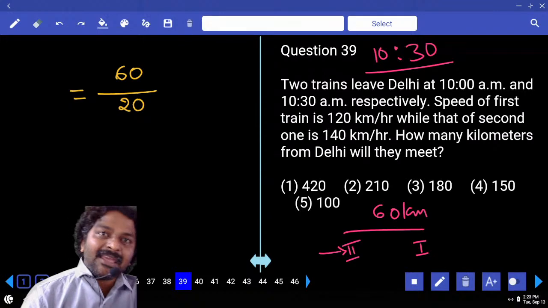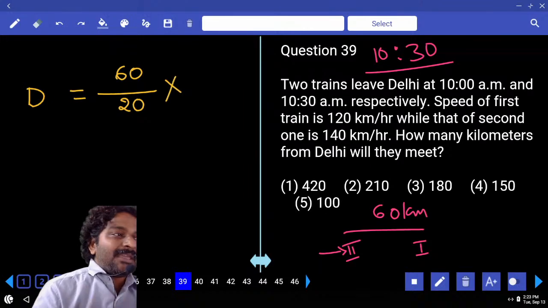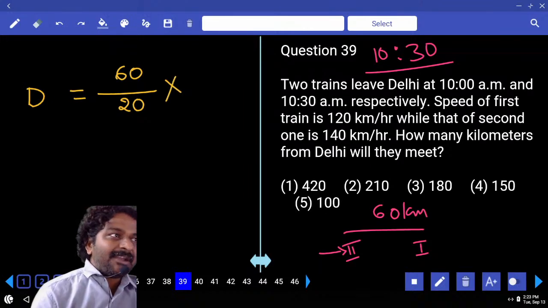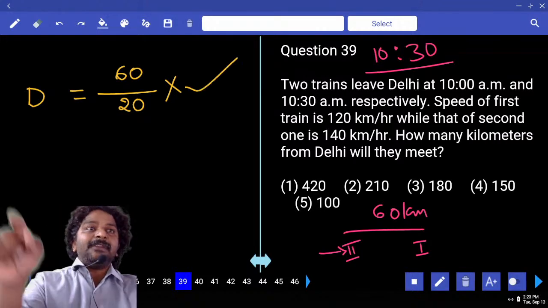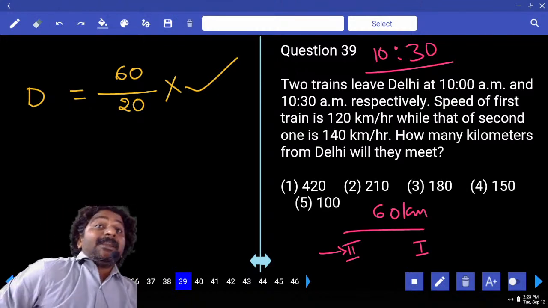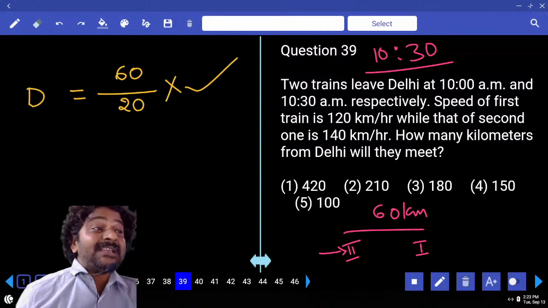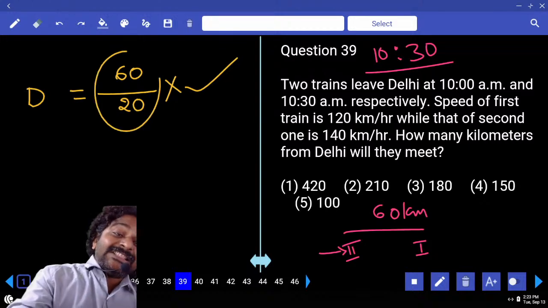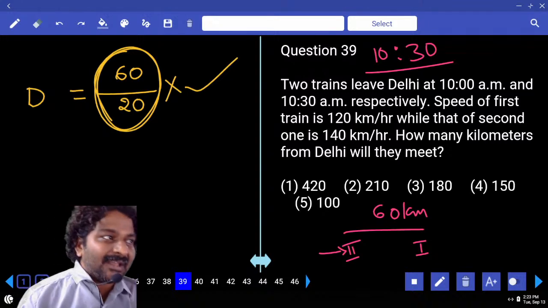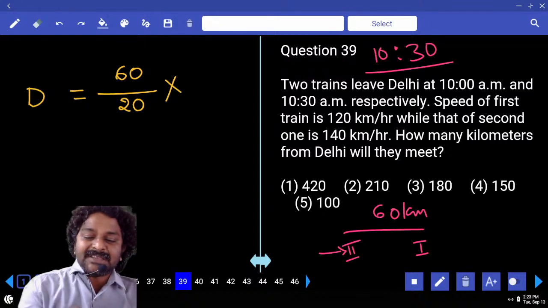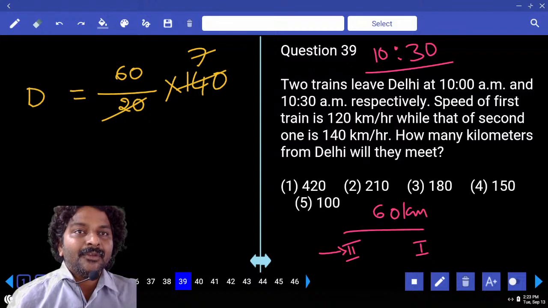Distance calculate చేయమన్నారు. Agreed? Distance in the sense speed into time only. Already we have time here. 3/20 ఏంటి? Time. That should be multiplied with speed. Whose speed we have to write? First train or second train? Why second train? Because this is the time that second train takes to catch the first. How much is the speed of the second train? 140. 20, 7 times. Answer 420.